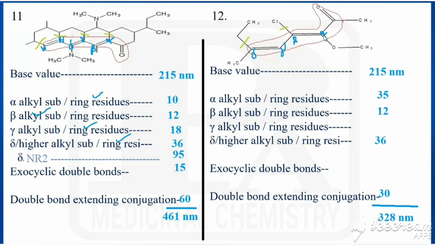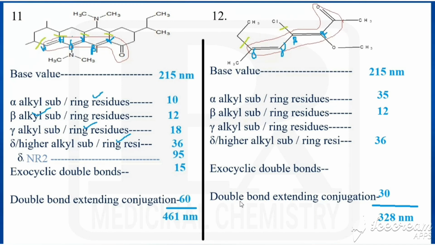So here for one alpha methoxy, what is the value? We have to add value 35. For one beta chlorine, we have to add value 12. And for delta, 2 alkyl substituents. For one alkyl it would be 18. For 2 it is 36. Now we have to find the exocyclic double bond. It is not having a ring. That's why it is not having an exocyclic double bond.